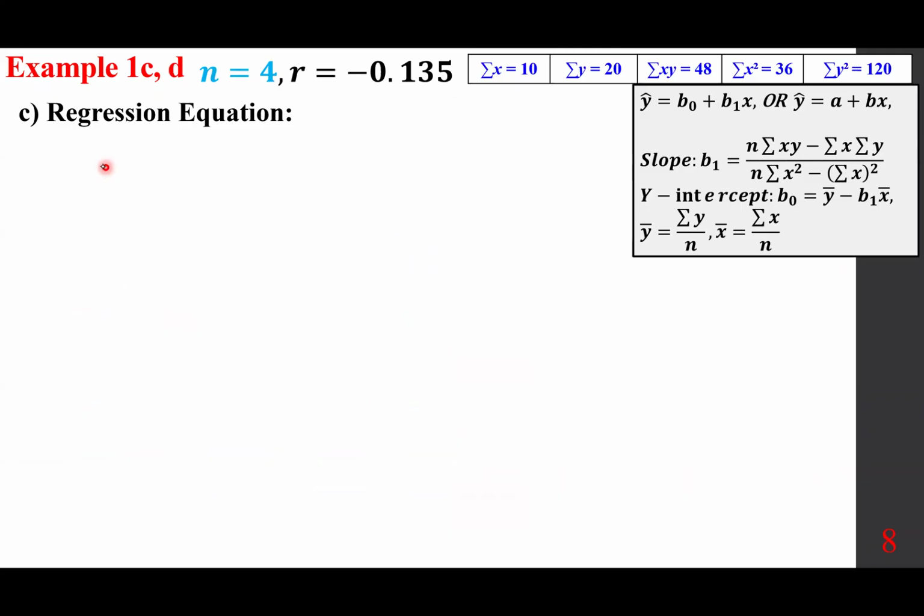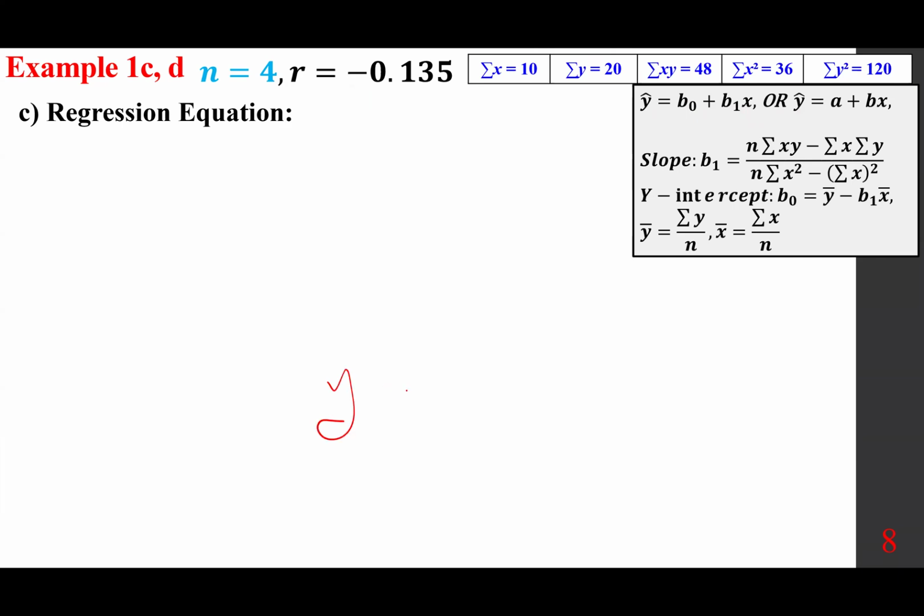Again, I want to show you formulas that can be used because we already have worked very, very hard to get all of those. Reminding you, n is 4, r is negative 0.135. Summation of x, summation of y, and the rest of them are calculated. So the formula indicates that we go either with y hat is b sub 0 plus b1x, or y hat is a plus bx, depending upon what technology you use.